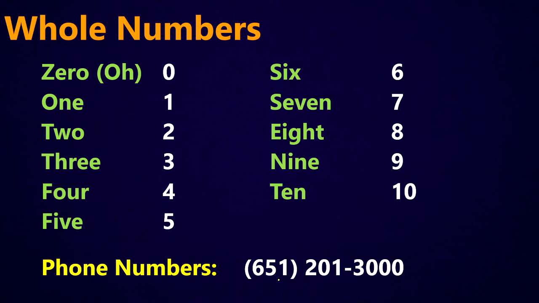And the same thing for this one, 651-201-3000. So rather than saying 3-0-0-0, which could sound confusing if we're saying it quickly, people will just say 3,000 or 5,000 or 1,000 for the phone number. So whole numbers are very simple numbers, but when we're hearing them in a series, like in a phone number, they can get a little bit tricky. And if you have to listen to a phone number and write it down quickly, it's good to have practice with listening in this way.